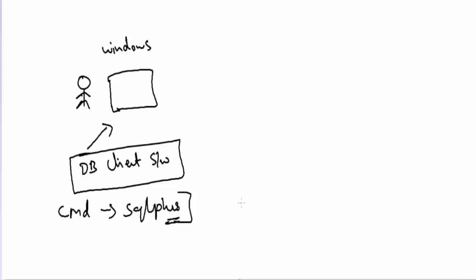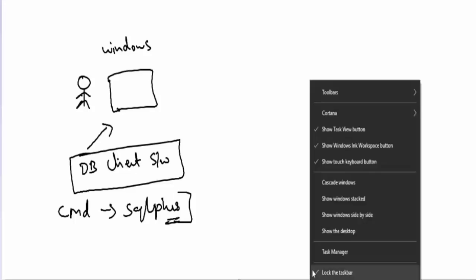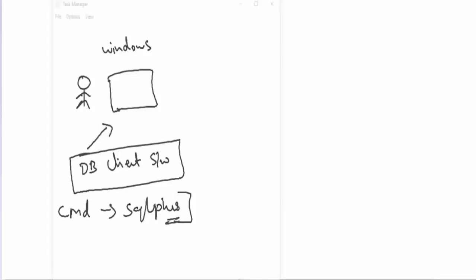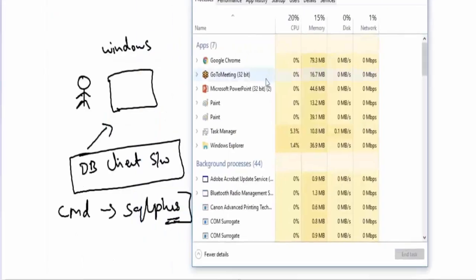When you start this SQL Plus utility, what happens is in the background on your Windows system, a background process is created. Now what is the background process? It's nothing but an operating system level process which handles all the requests. Let us look at the current background processes running on my system. What I'll do is I'll go to the task manager, and if we look at all the apps that are currently running, we can simply see that Google Chrome process is running. We have GoToMeeting, we have Microsoft PowerPoint, we have Paint, and we have Task Manager because we have opened the Task Manager also, and Windows Explorer will by default always be there.